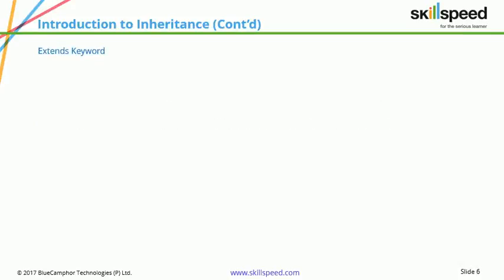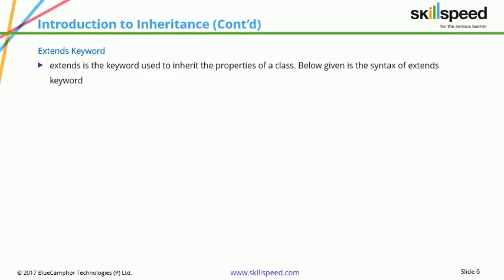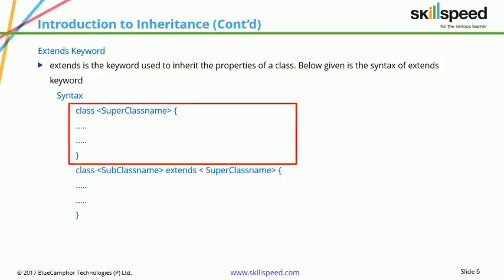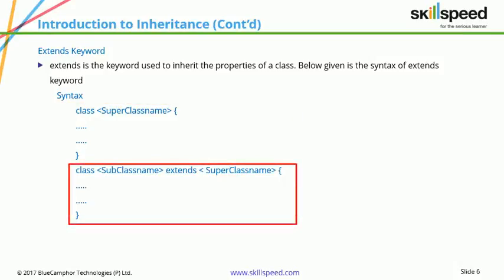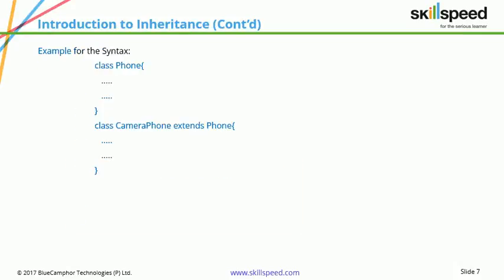Let us look at the importance of the extends keyword. Extends is the keyword used to inherit the properties of a class. Here is the syntax of the extends keyword. Syntax: class and the superclass name followed by the details of the class, and then we write the subclass into which we want to inherit the superclass. So: class subclass name extends superclass name, followed by the class declaration and details of the subclass.